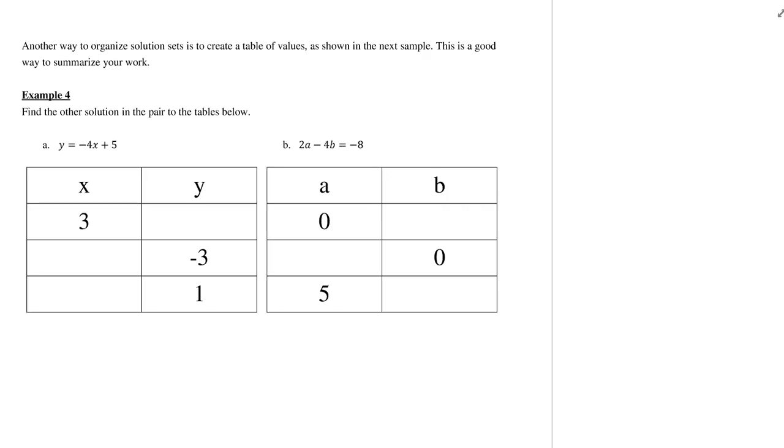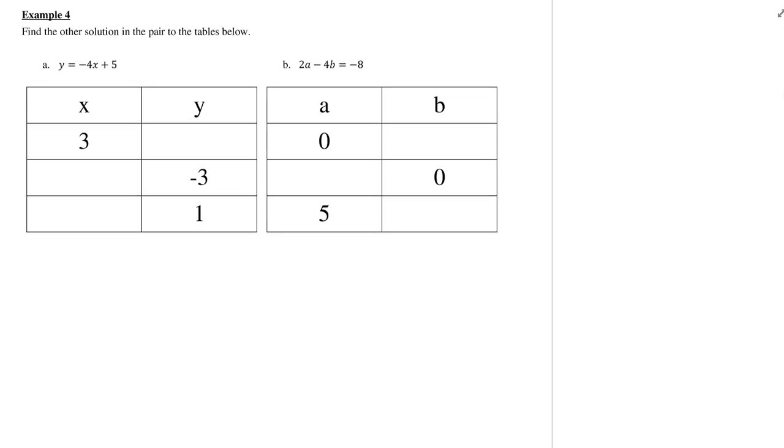Hey guys, I'm still in section 4.1. I'm on page 330, and we're still talking about finding ways to represent ordered pairs. So on this page, I just wanted to show you a couple of examples of another way to organize ordered pairs. This is by using a table. And this is a very efficient way to explain what we want you to plug in.